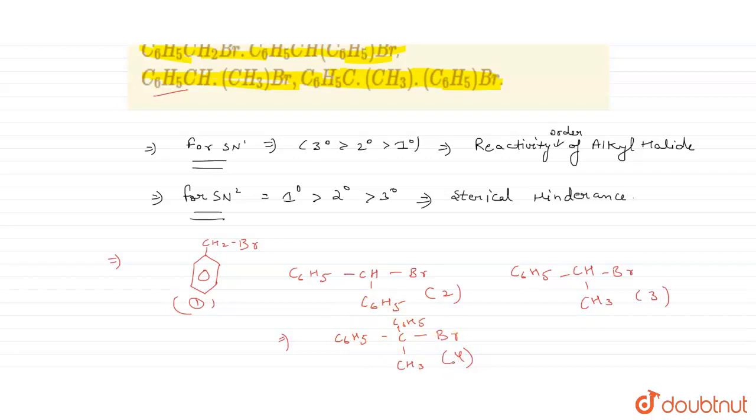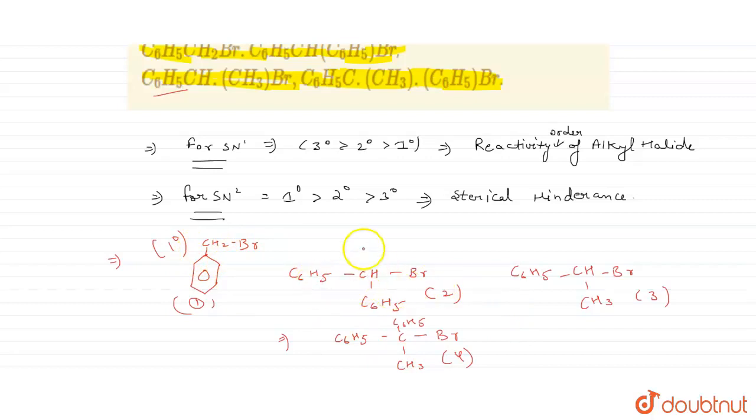This is the fourth alkyl halide. As you can see, this is the 1 degree alkyl halide, because this carbon is attached to only one carbon, that is this carbon. So this is the 1 degree alkyl halide, because the carbon attached to the halogen, that is Br, is attached to only a single carbon. So this is a 1 degree alkyl halide.